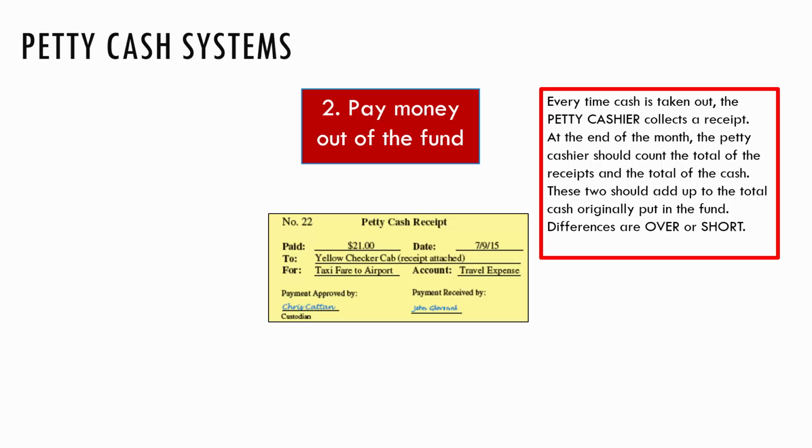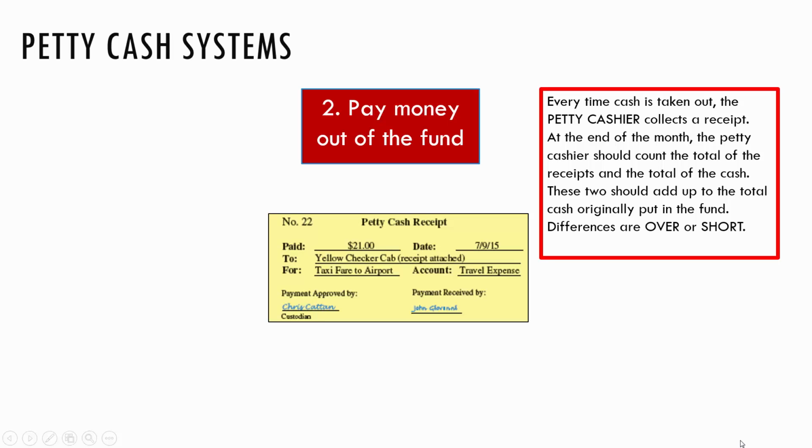And then what's going to happen is the cashier, if they're doing their job right, every time they take money out of it, they are going to record the fact that the cash has gone out. They're going to probably write it on a piece of paper, maybe a notepad, and they're going to keep the receipts for the money going out. In this case, they're going to pay Yellow Checker Cab for taxi fare to the airport, and they paid $21. So their cash drawer is going to go down by $21.